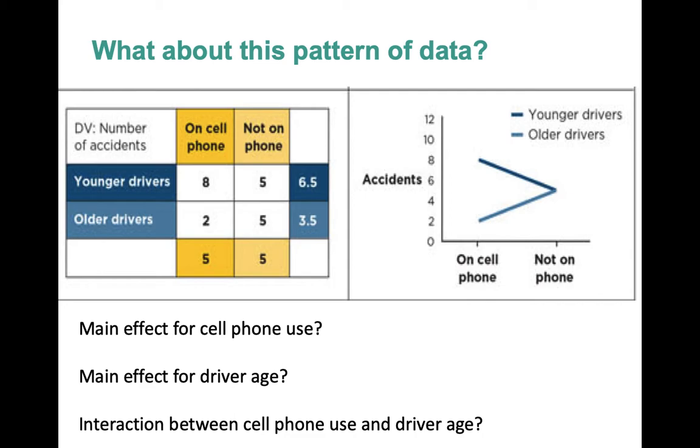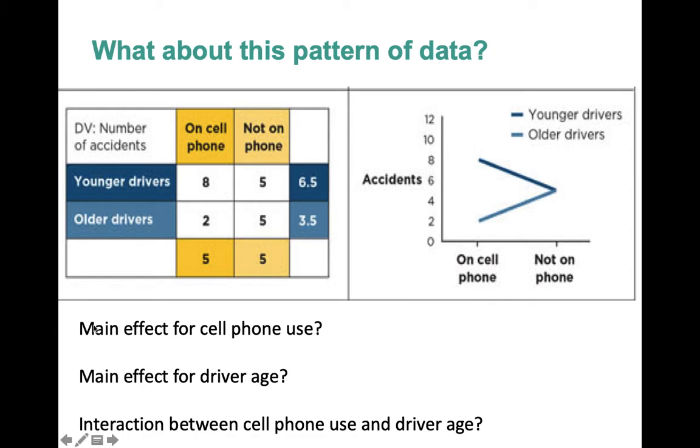What about this pattern of data? Take a look at it for a minute. Okay, recall that there are 3 effects. There can be a main effect for cell phone use, there can be a main effect for driver's age, and there can be an interaction between cell phone use and driver's age.